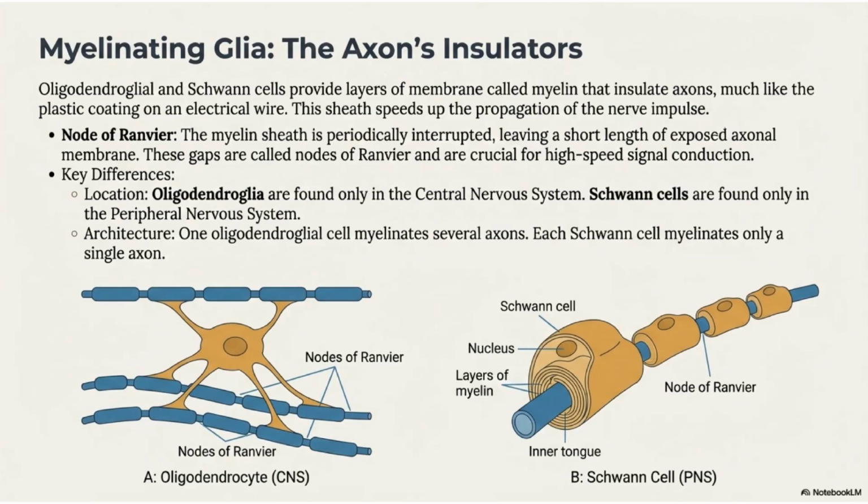There are key differences between the two types. Oligodendroglia are found only in the central nervous system, and a single cell contributes myelin to several axons. In contrast, Schwann cells are found in the peripheral nervous system, where each cell myelinates only a single axon.